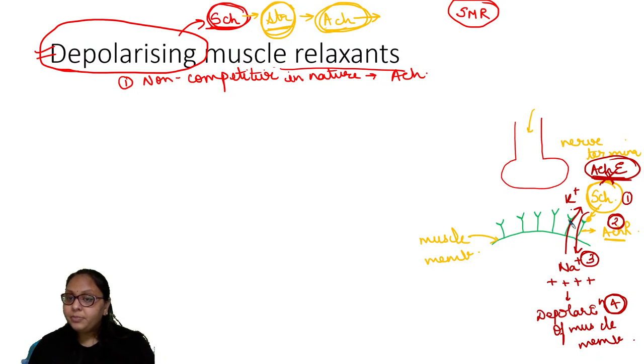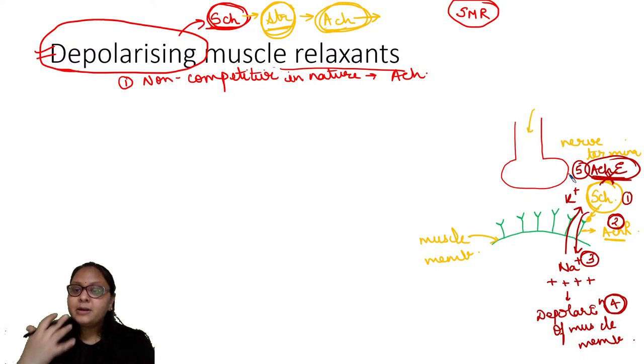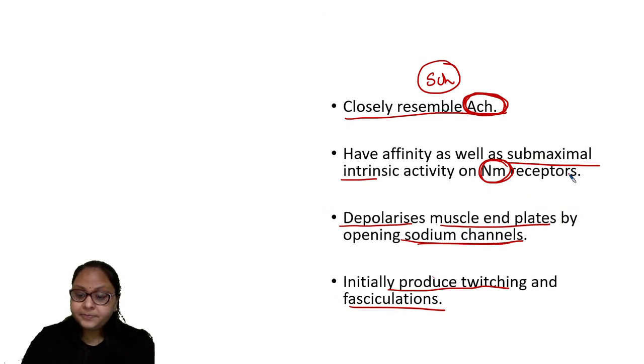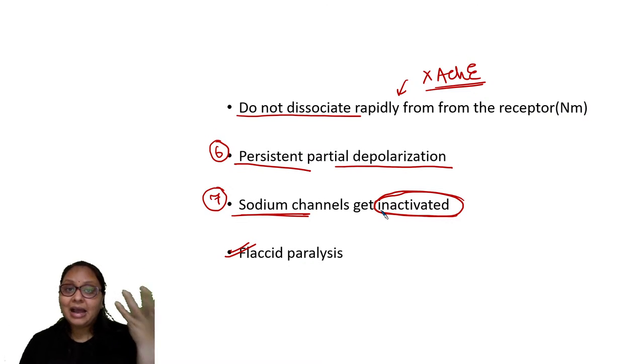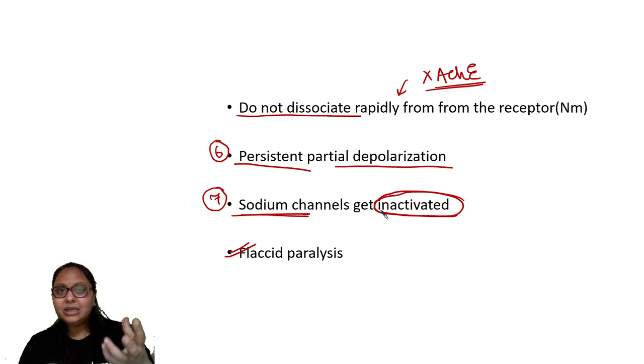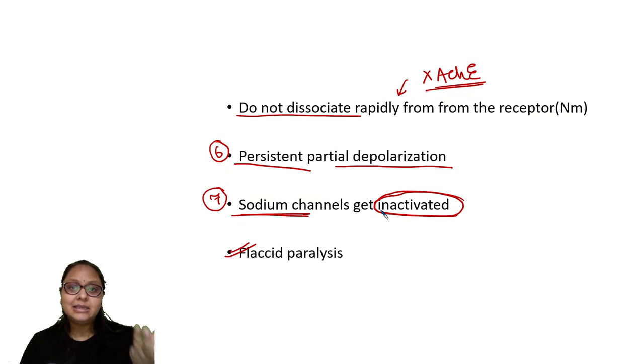Therefore, there is depolarization of the muscle membrane. And now, what happens? This succinylcholine is not hydrolyzed by acetylcholinesterase enzyme, and therefore there is persistent partial depolarization. That is the sixth step. These sodium channels get inactivated, and therefore there is flaccid paralysis. So now can you understand why we are seeing initial fasciculations? Because we are seeing those initial fasciculations and muscle twitches with succinylcholine.